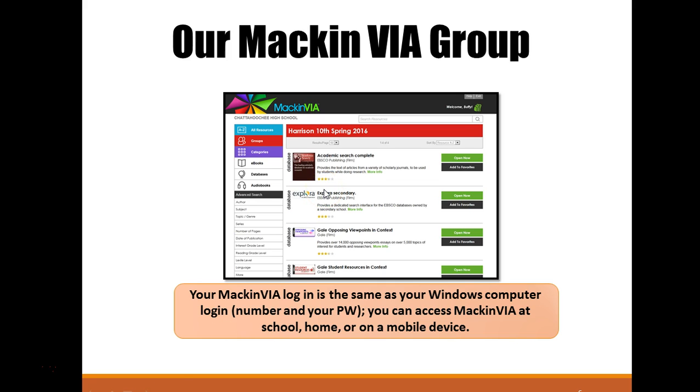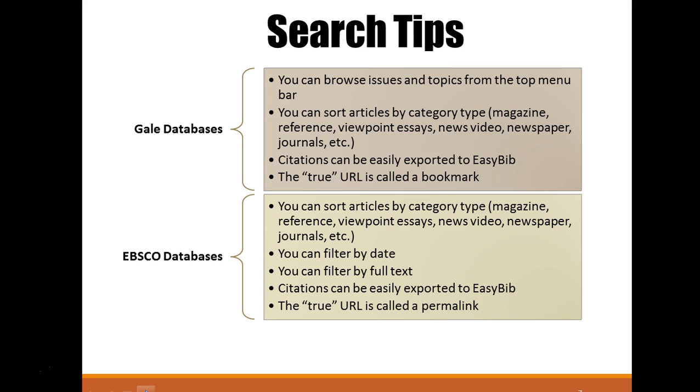We'll push you into our Mac and VIA group that'll make getting to the databases easy. In addition to those four databases, we're also going to show you how to search all of the databases that are available in Galileo if you want to cast a little bit of a wider net for your research project. Logging into Mac and VIA, as you'll see in just a few minutes, is super easy and simple. It is the same as your Windows computer login. And again, there's a free app that you can download if you would like, and you can access our Mac and VIA group through that free app.